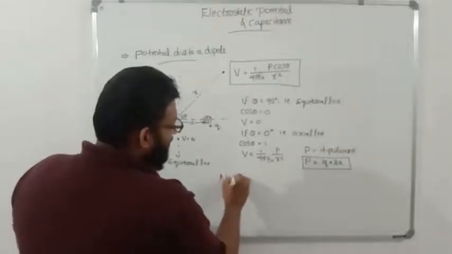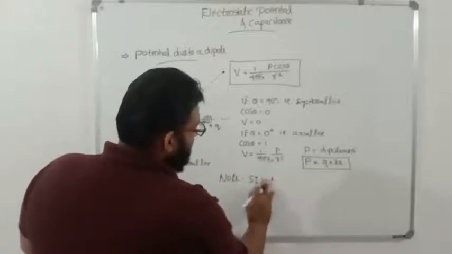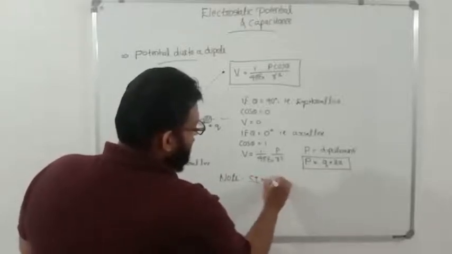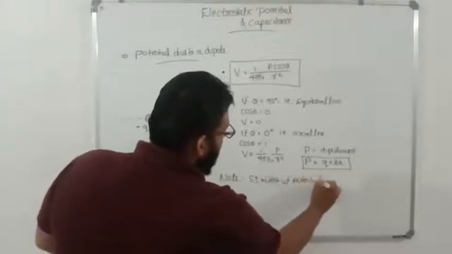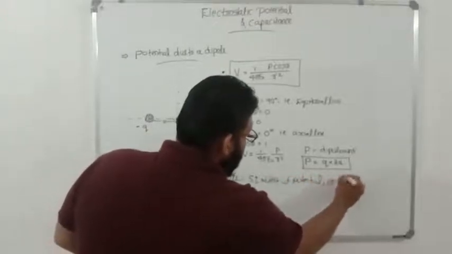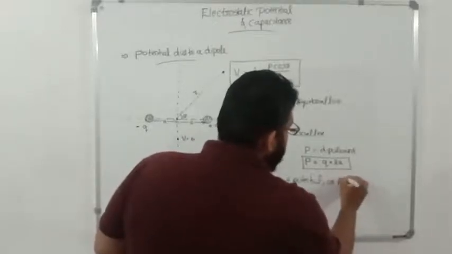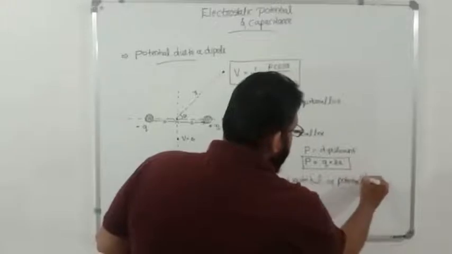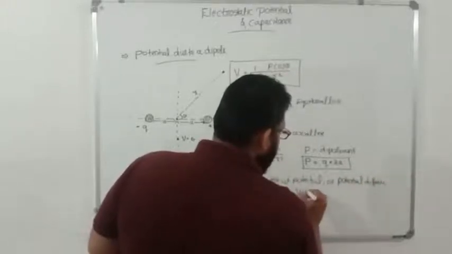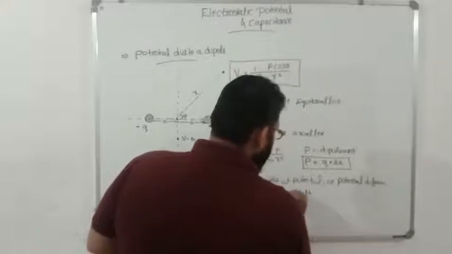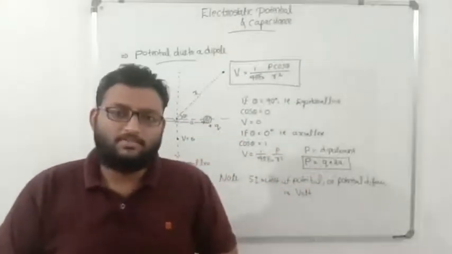And one more thing I would like to note is the SI unit of potential. What is the SI unit of potential or potential difference? It is nothing but the volt. This potential difference we can also term as voltage.